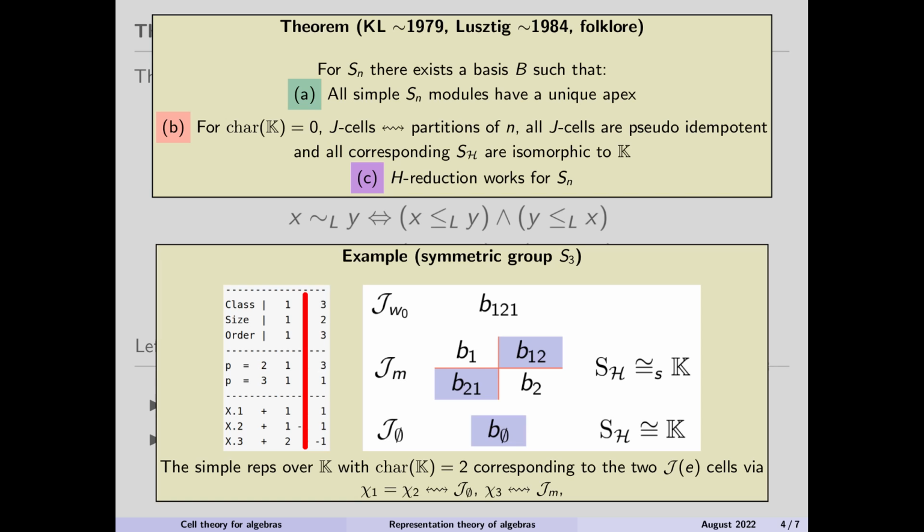You can characterize which cells are pseudo-idempotent. This is this notion of p-restricted partitions. That makes some sense. It works for any symmetric group. You can write this down completely explicitly, in any characteristic. That's again an introduction.